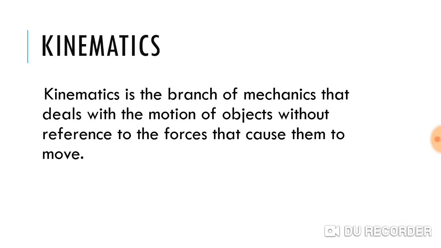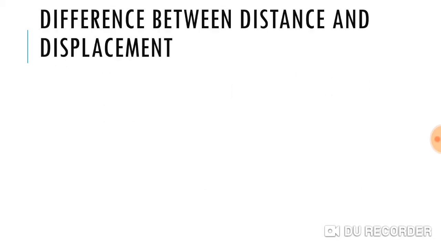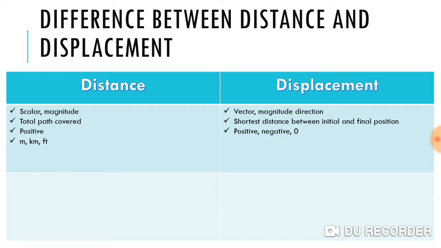So, let us first talk about kinematics. Kinematics is the branch of mechanics that deals with the motion of objects without reference to the forces that cause them to move. So, the second one is, what is the difference between distance and displacement?